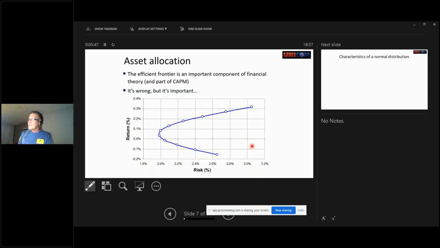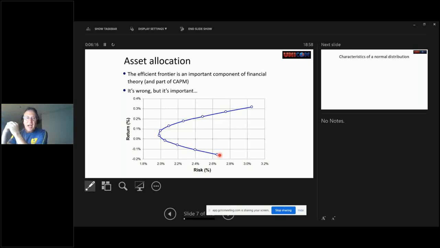But let me explain how you get it. That may be 100% in share A. This might be 90% in share A and 10% in share B, then 80-20, 70-30, etc. However many dots there are, I think there are 10. As I mix, as I put more money into the other share, I move down this line, bing, bing, bing, bing, until it turns because of correlation, and I come back here, and then here I've got $100 in the other share.